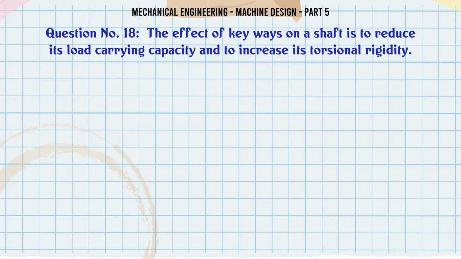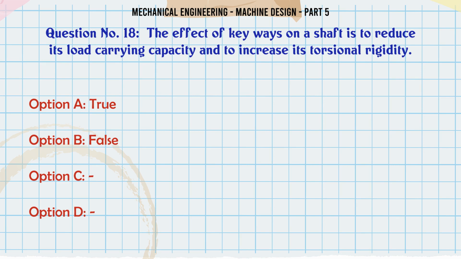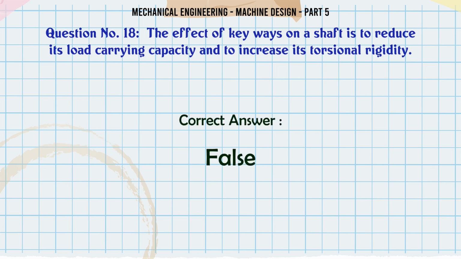The effect of keyways on a shaft is to reduce its load carrying capacity and to increase its torsional rigidity. A. True, B. False, C. D. The correct answer is false.